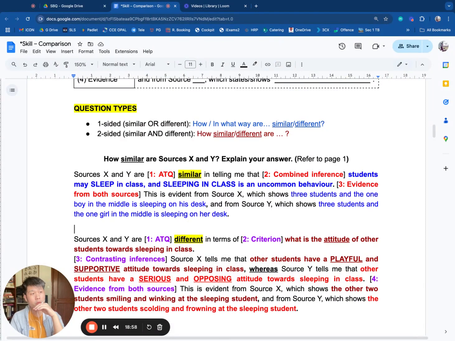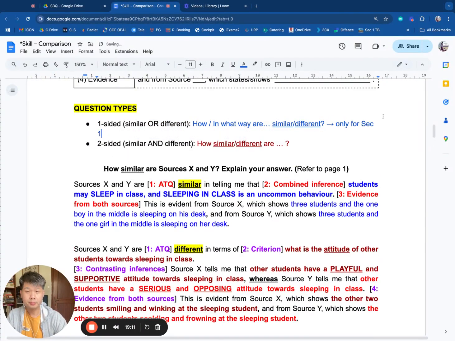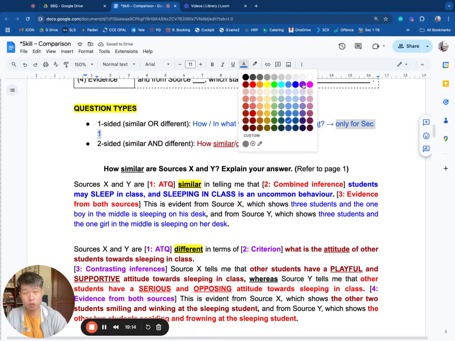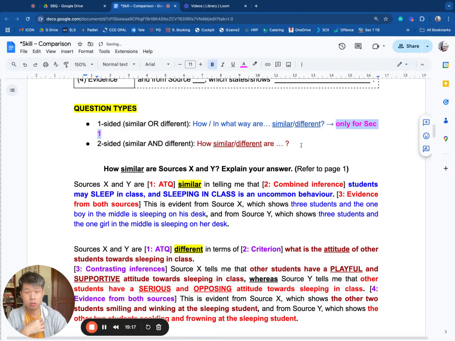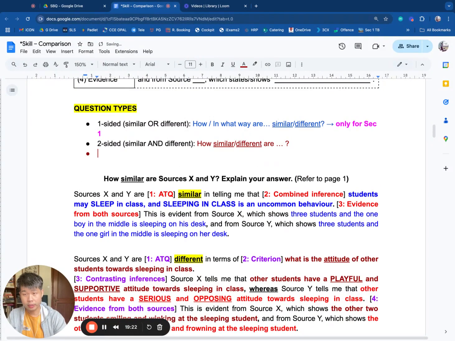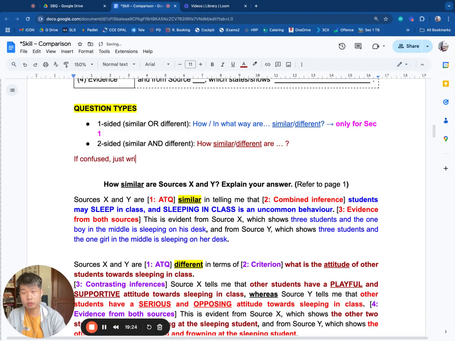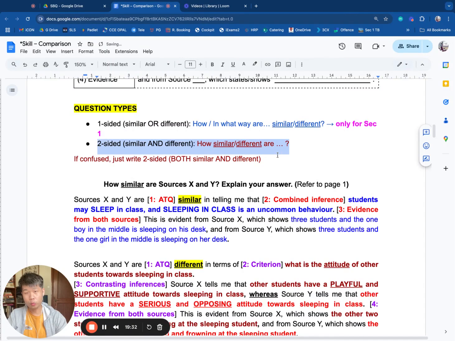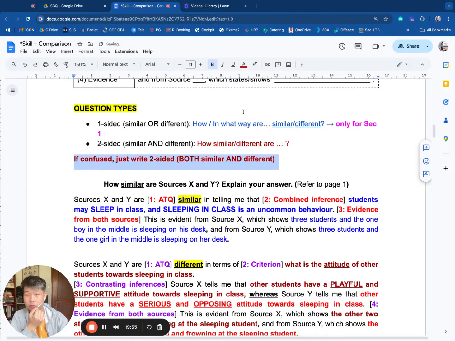Because ultimately, when you go to Sec 2, Sec 3, Sec 4, every comparison question is likely to be a two-sided question. We will no longer ask you a one-sided comparison question. The one-sided question is really only for Sec 1, because you're starting off easy. So, if in doubt, just write two-sided, i.e. both similar and different. And you might struggle to find one side of it, and that's fine. You don't have to worry too much.